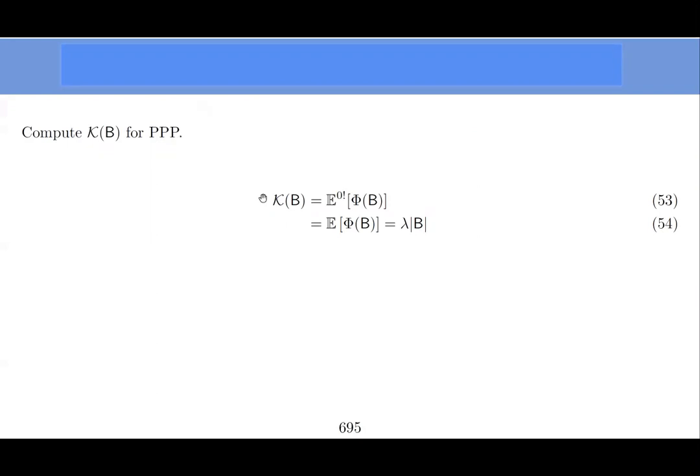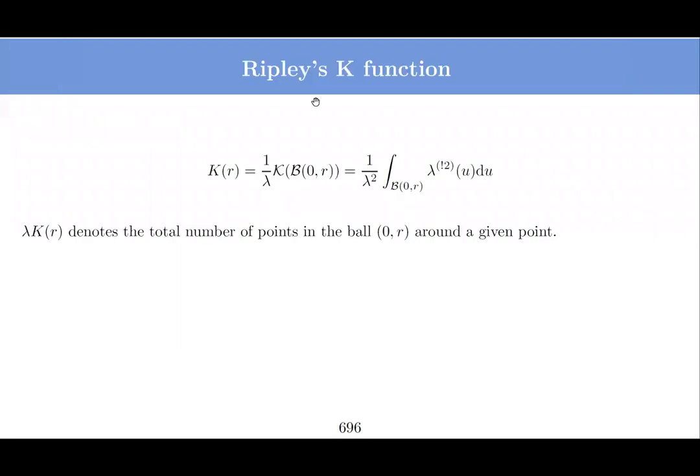For a Poisson point process, I can apply Slivnyak's theorem. So this is equal to just E of phi(B), and therefore K(B) is equal to lambda times the size of B. Then there is another function known as the Ripley's K function, which is defined as 1 upon lambda times K of the ball B(0, r). So I take a ball B(0, r) for variable r, I compute this, and divide by 1 upon lambda. Whatever I get is a function of r, and that is the Ripley's K function.